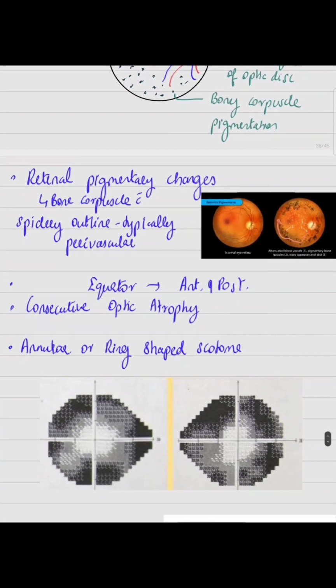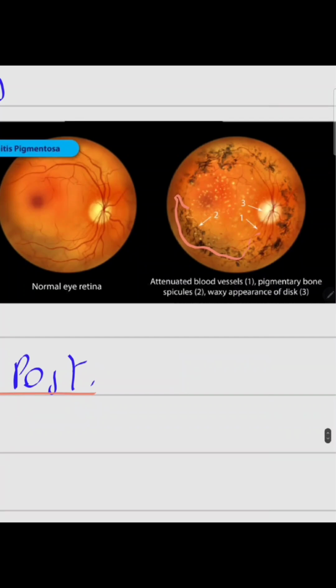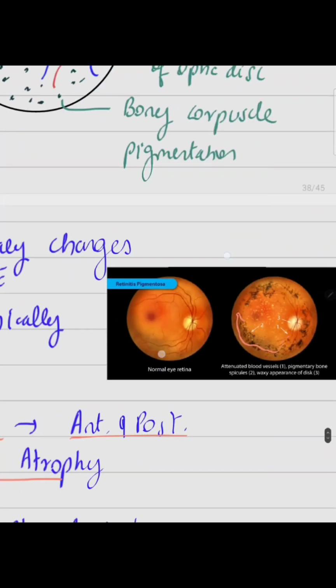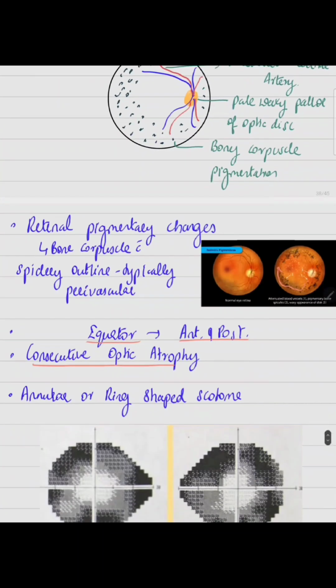The degeneration starts in a zone near the equator and spreads both anteriorly and posteriorly. Attenuation, narrowing of the retinal arterioles can be seen, and then consecutive optic atrophy will be there. That is a pale and waxy optic disc. Here the consecutive pale optic disc, retinal pigmentary changes, and retinal arterial attenuation are present. Bony corpuscle pigmentation will also be present.